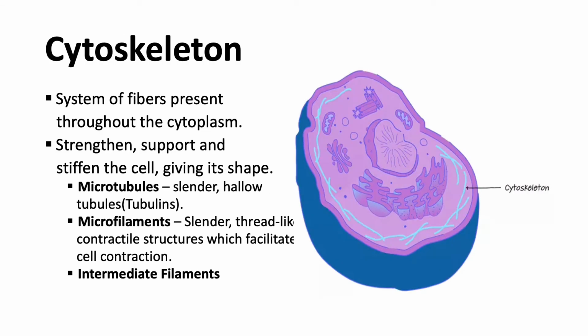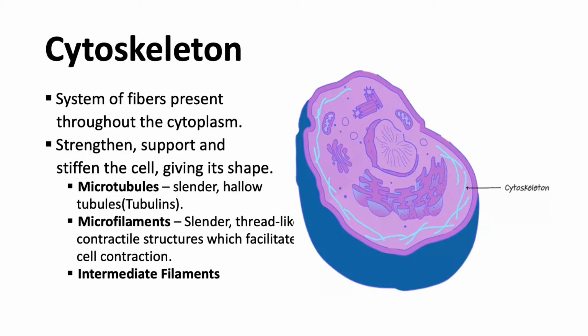Throughout the cytoplasm is a system of fibers collectively known as the cytoskeleton. There are three types of cytoskeletal fibers. They are the microtubules, the microfilaments, and the intermediate filaments. All these types of cytoskeletal fibers serve to strengthen, support, and stiffen the cell and give the cell its shape.